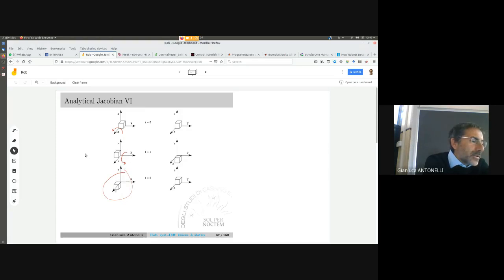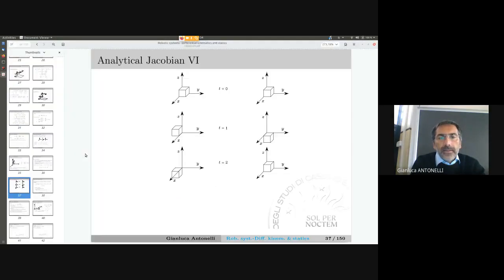First, 90 degrees counterclockwise around Y, and then around X, and this is the final orientation of the cube, different one from the other. So the integral was the same, but the physical movement is different. So it means that omega cannot be integrated. This is just one simple example to verify that omega cannot be integrated. Okay?